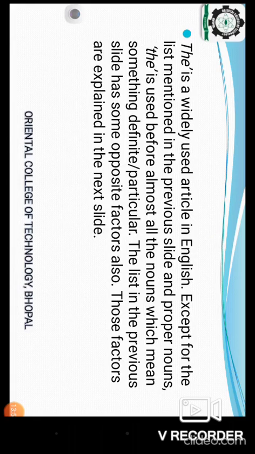The is the most widely used article in English. Except for the list mentioned in the previous slide and proper nouns, the is used before almost all the nouns which mean something definite or particular. The list in the previous slides has some opposite factors also. Those factors are explained in the next slide.